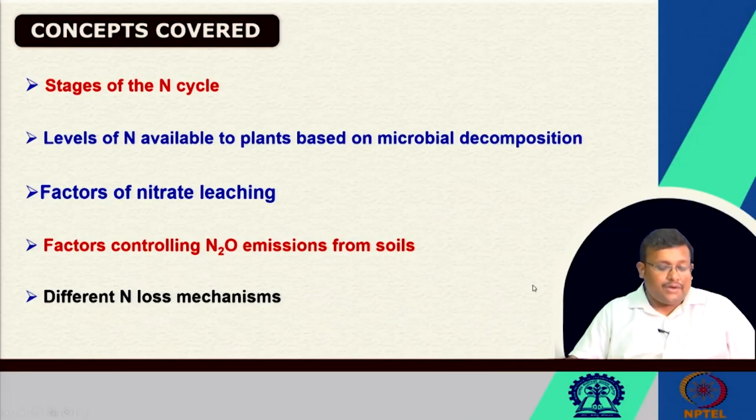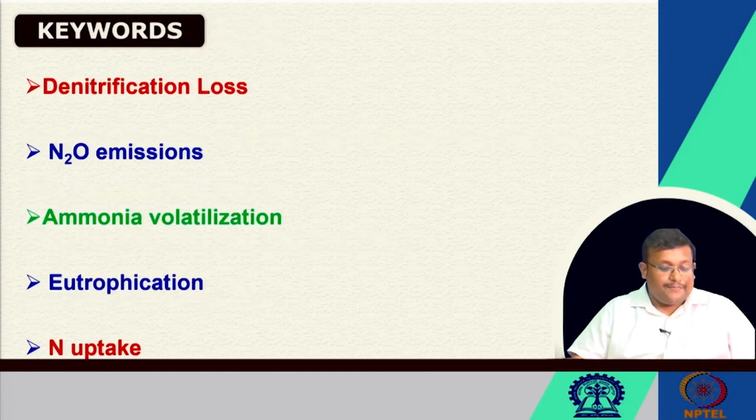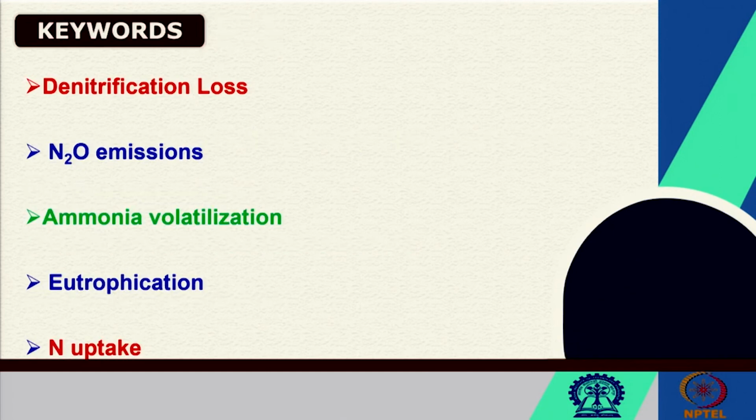So, in this lecture we are going to cover, first of all, stages of the nitrogen cycle. Also we are going to discuss the levels of nitrogen available to plants based on microbial decomposition. We are also going to discuss factors of nitrate leaching and factors controlling nitrous oxide emission from soils, and finally different nitrogen loss mechanisms. So, these are the major concepts which we are going to cover, and also these are the keywords which we are going to discuss: denitrification loss, nitrous oxide emission, ammonia volatilization, eutrophication, and nitrogen uptake.